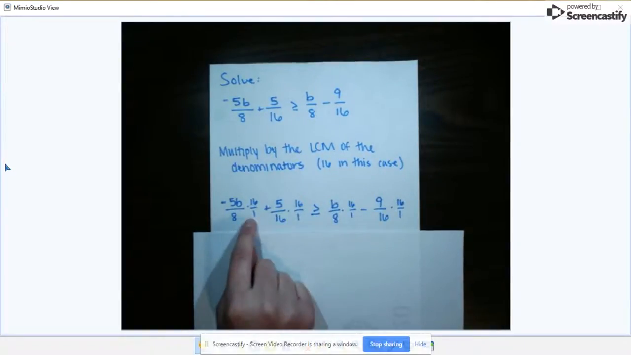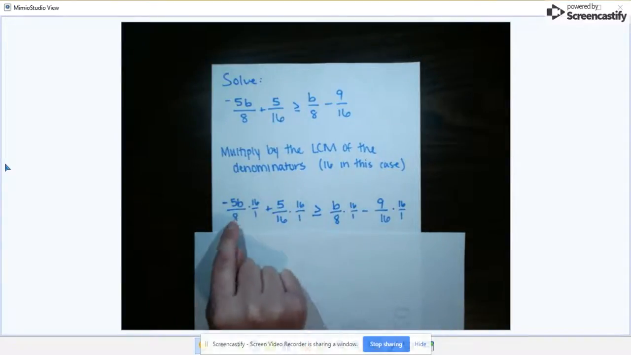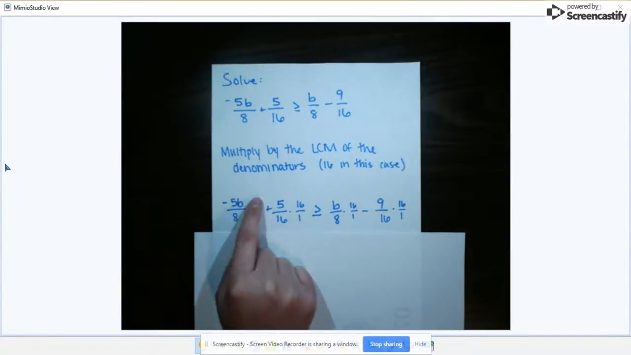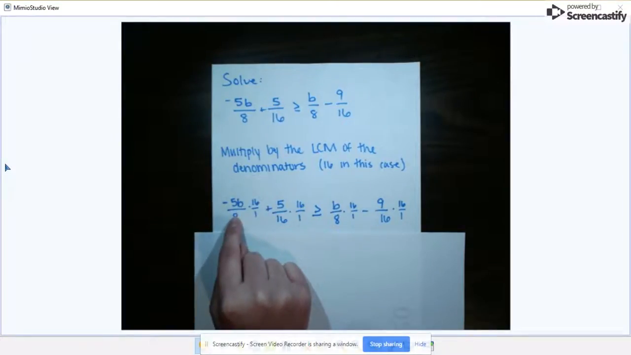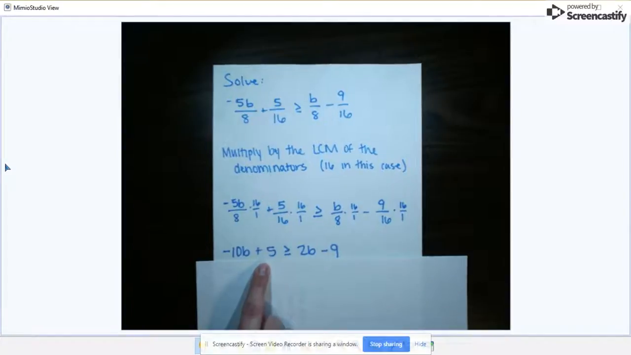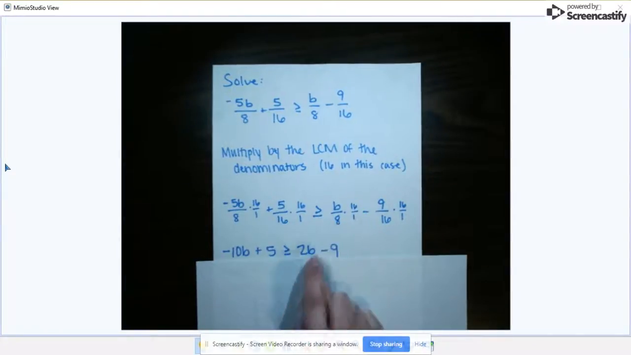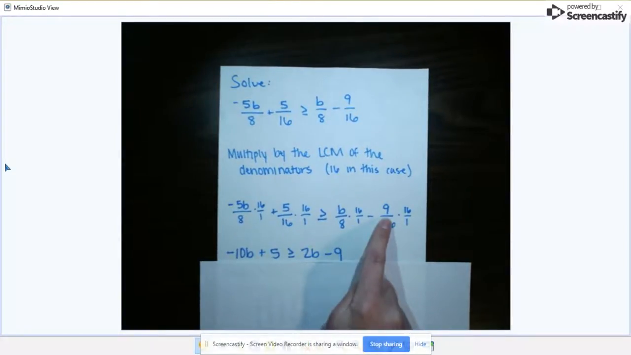So see, I multiply every piece by that 16 over 1. So here, remember, you can cross simplify. 16 and 8 would become a 2 and a 1. So negative 5 times 2, I get a negative 10b. Here my 16s cancel, leaving me with a plus 5. Greater than or equal to, and then again, remember 16 divided by 8 would be 2, so I have a 2b, and then a minus 9.